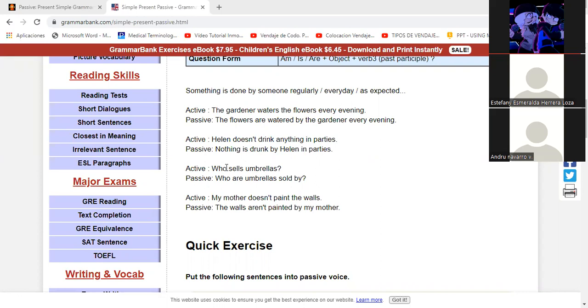Who sells umbrellas in the passive also? Okay, teacher. Active: who sells umbrellas? Passive: who are umbrellas sold by? Okay, good, right? Who sells, that's the verb in the present simple in the active voice. And then in the passive voice, who are umbrellas sold by? Sold by. Good. And Stephanie, can you read the other two examples, please?